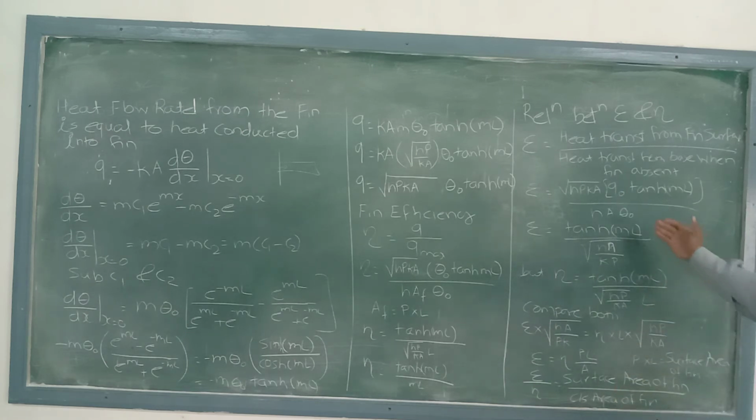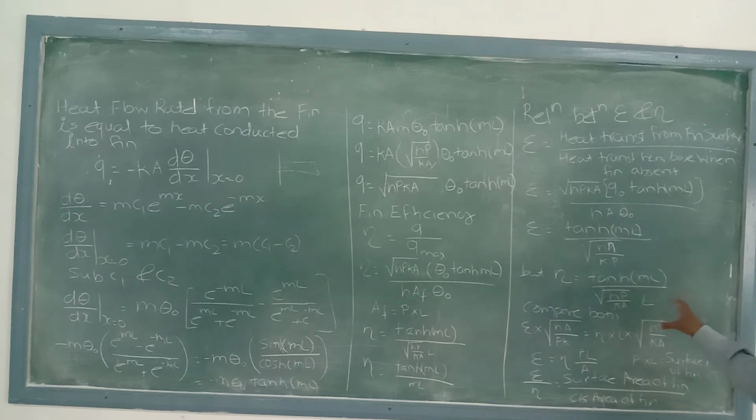So once again I am repeating, effectiveness is equal to heat transfer from the fin surface upon heat transfer from the base when there is no provision of the fin. So we have derived this equation, we are substituting the equations, and we are getting effectiveness is equal to tanh(ml) upon square root of hA into hA upon kP, and we have derived the efficiency equation, that is tanh(ml) upon ml.